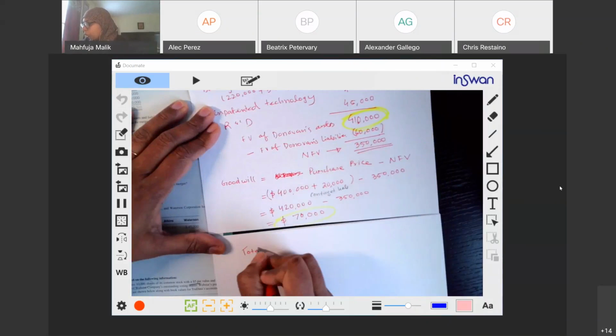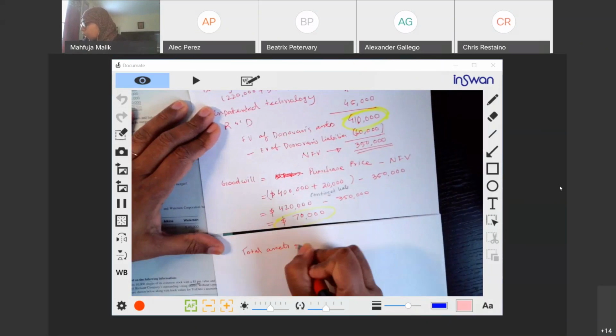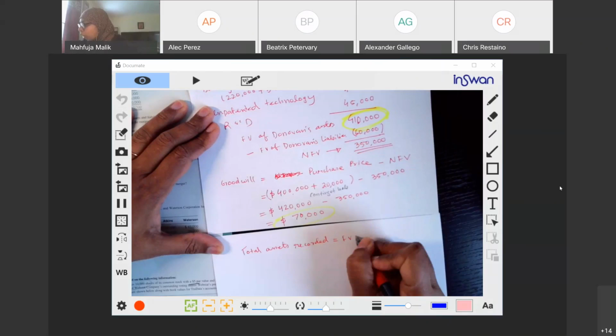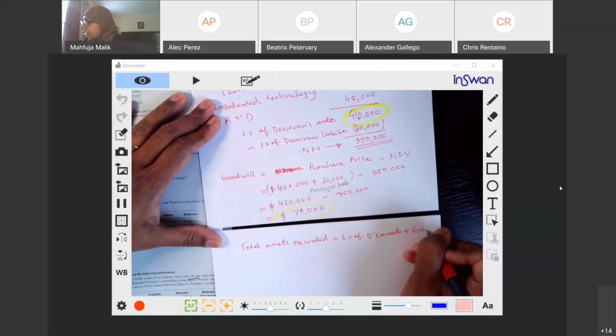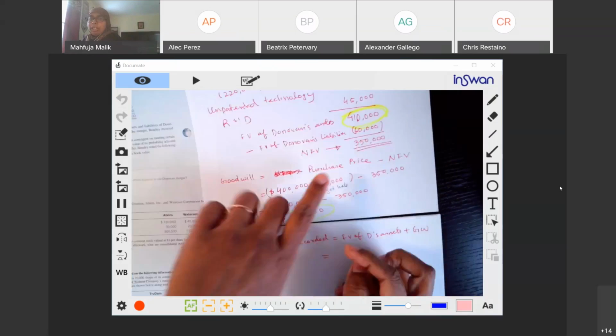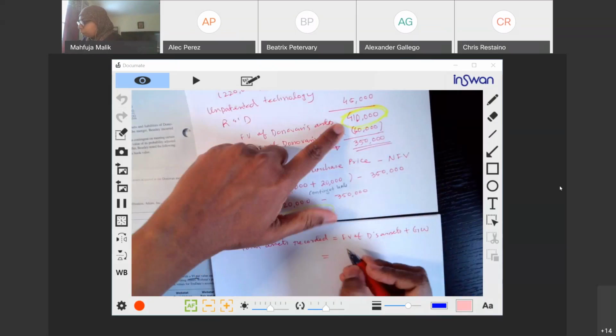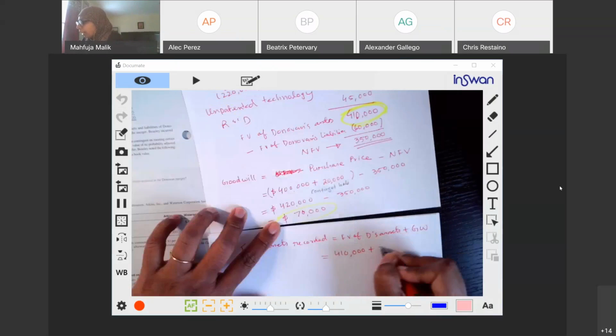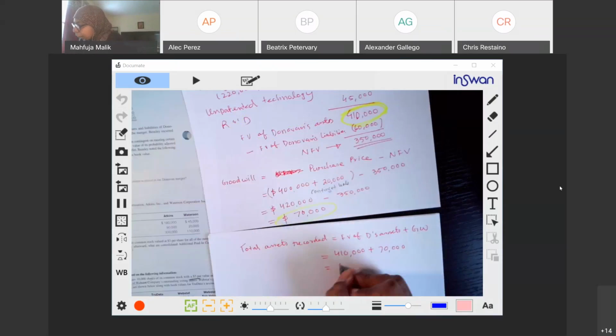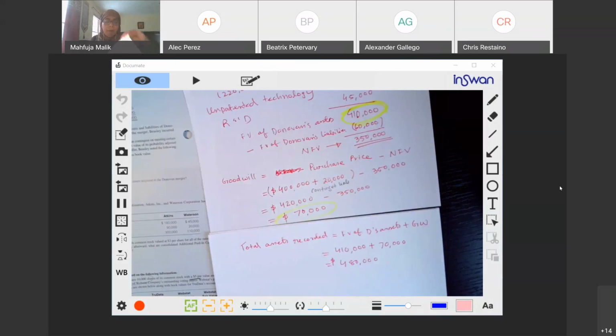related to this acquisition. Total asset recorded is, of course, the fair value of Donovan's assets plus goodwill. That means not the net fair value. Look at their fair value of the asset, which is 410, and they have a goodwill. They will also record goodwill. It's an asset, 70. So the total asset incurred is 480. This is actually the correct answer for this problem.